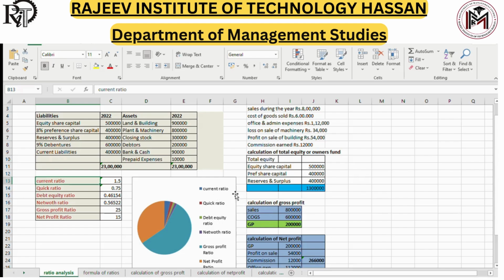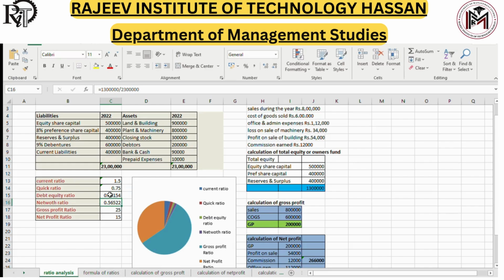What are the basic standards? Based on the statements, I have calculated the current ratio. In order to calculate the current ratio, I have taken the total current assets, that is closing stock, debtors, bank and cash and prepaid expenses, divided by the current liabilities. Let me talk about the quick ratio. Here we can see, except closing stock, the remaining current assets we take into consideration to calculate the quick ratio.